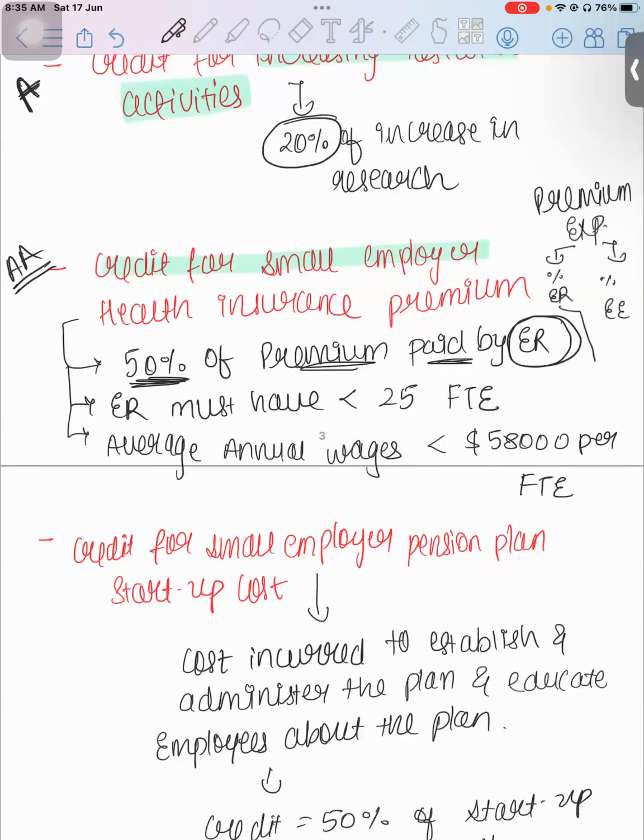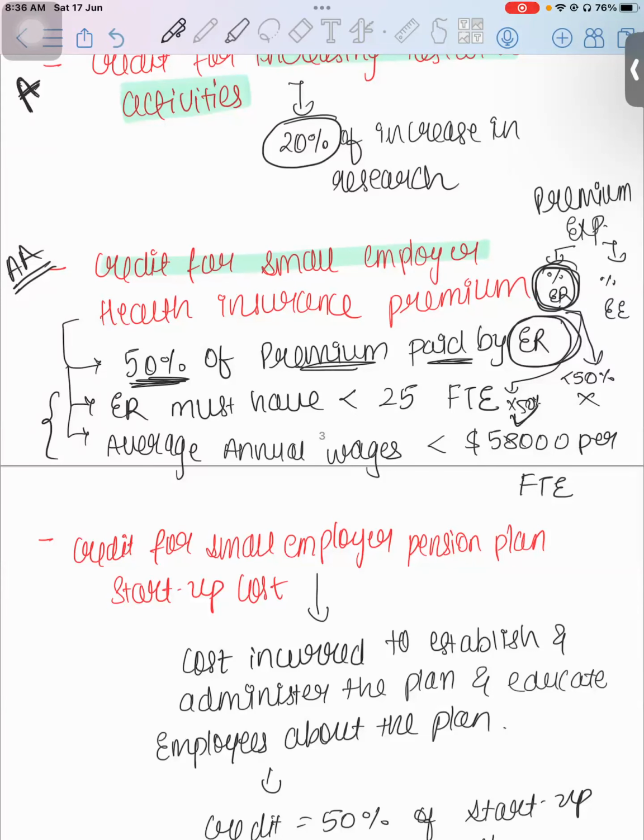So whatever percentage the employer is paying, if it is less than 50%, then the credit will not be allowed. And if it's more than 50%, take whatever part the employer is paying, multiply it by 50%, and that much amount will be allowed as a credit. But there are two conditions which the employer will have to fulfill.